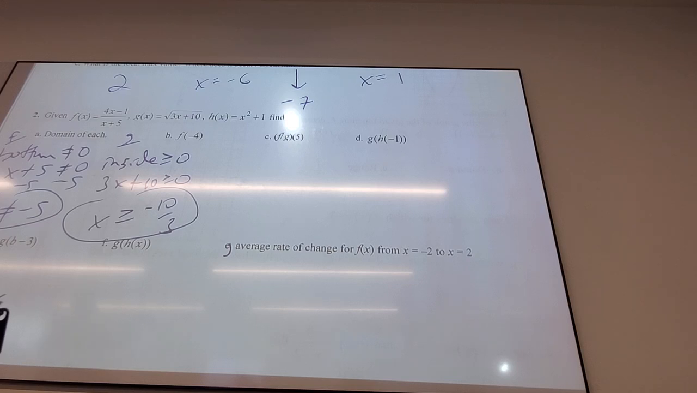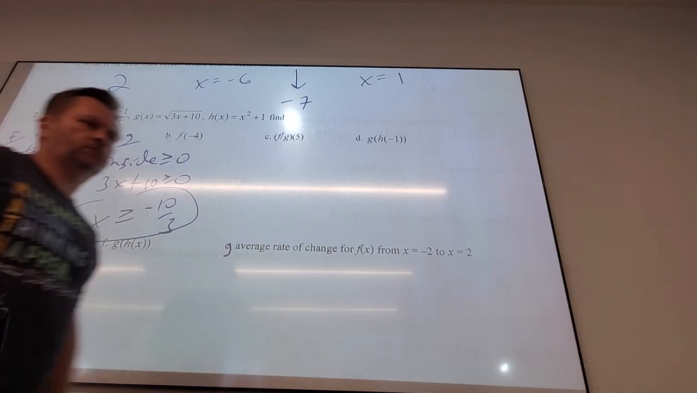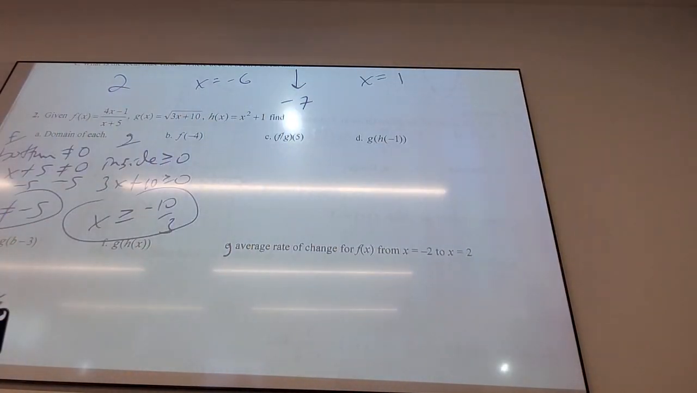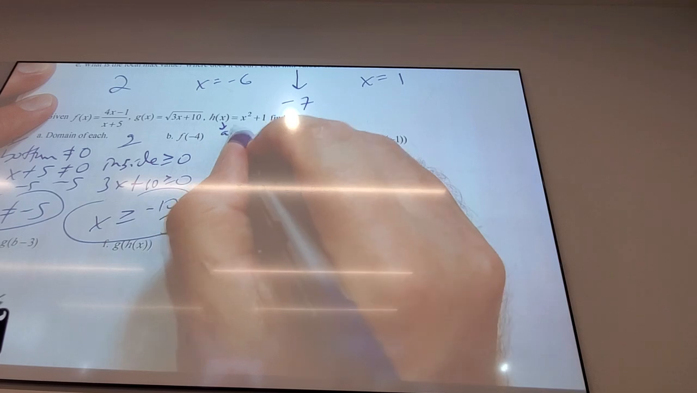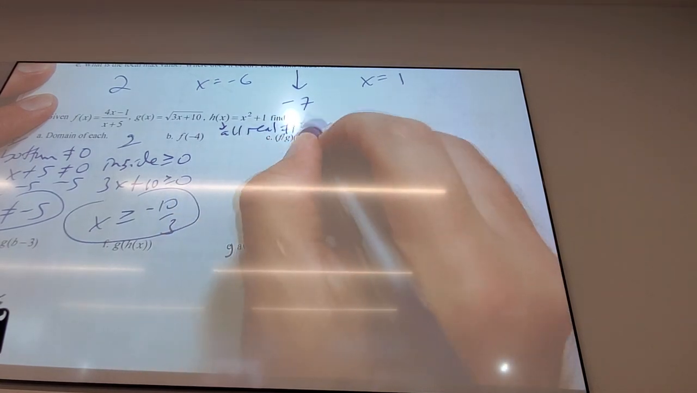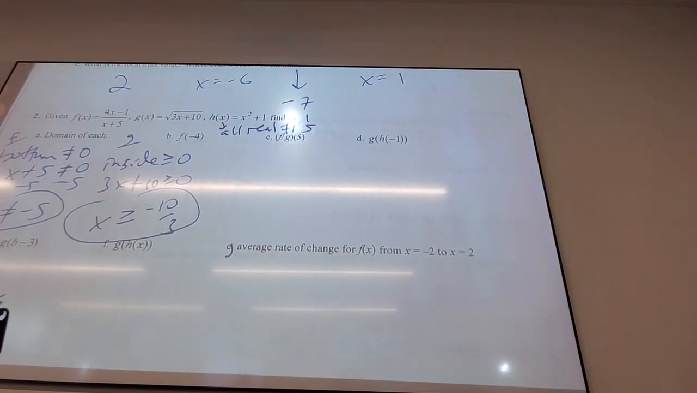What about H? Does H have any issues? It's nice for him, whatever. Yeah, so every polynomial, what's the domain? What can I square and add 1? Any number I can't do that to? Anything. So all real numbers. So H would just be all real numbers. Look at me giving us so much room to work with.